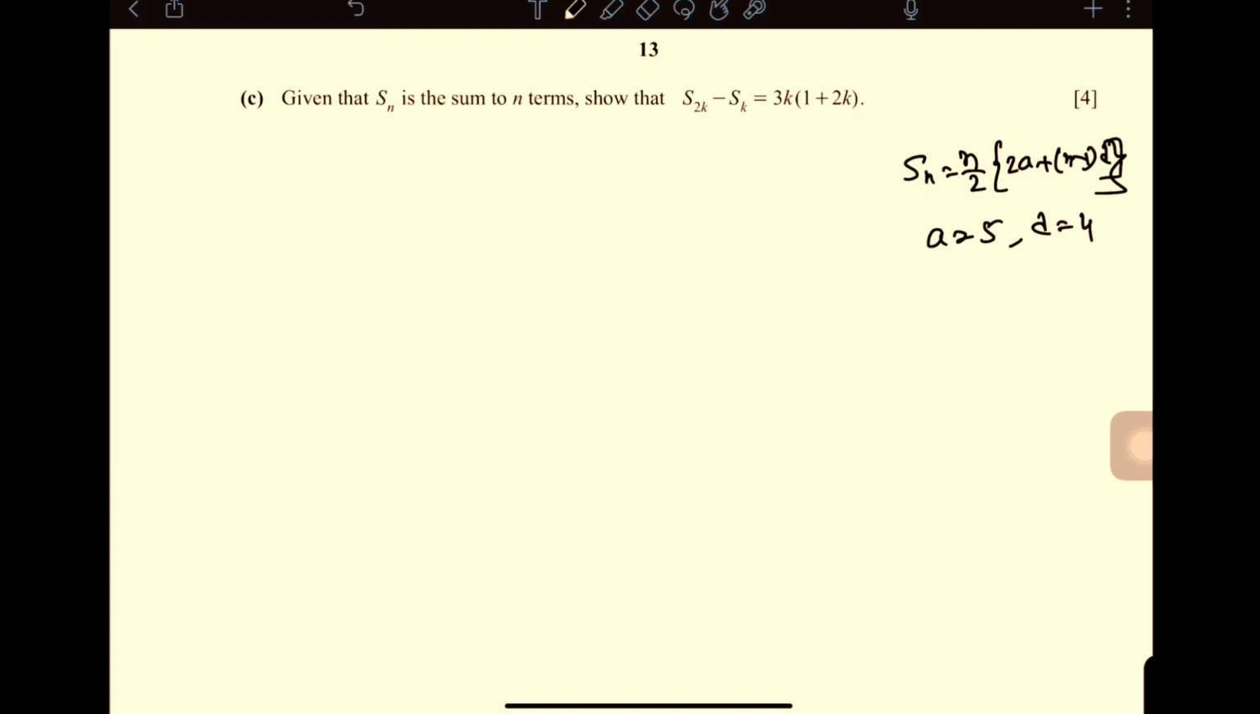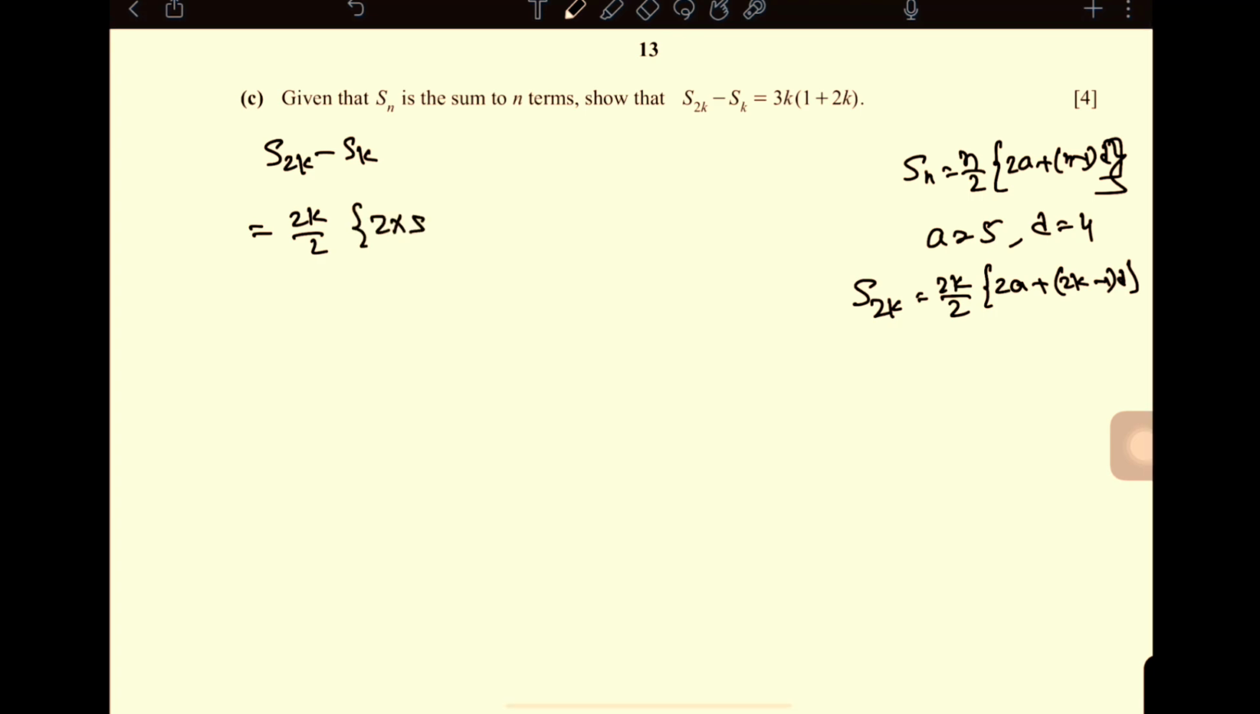So for S2k, it means 2k by 2, 2 times a, and n is substituted by 2k, minus 1 d. So let me write it here, S2k minus Sk equals to 2k by 2, 2 times a is 5 plus 2k minus 1, d is 4, same as Sk, k by 2, 2 times 5 plus k minus 1, d is 4.